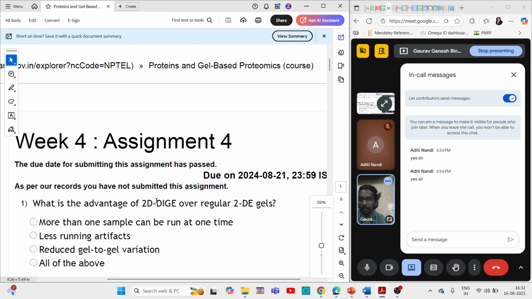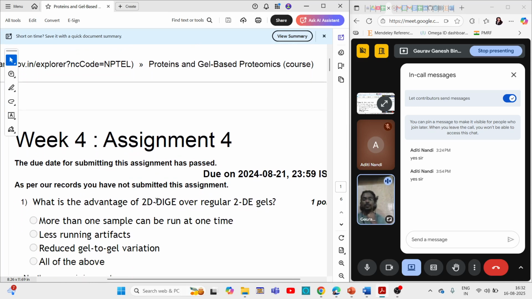Okay, so this is the question. What is the advantage of 2D DIGE over 2D gels? What do you think? Yeah, more than one sample we can run. That is one of the benefits. Are there less running artifacts? Are there reduced gel to gel variations? Do you think all three are advantages, or only one is the advantage? So what is the answer? Is it D, A, or C? What do you think?